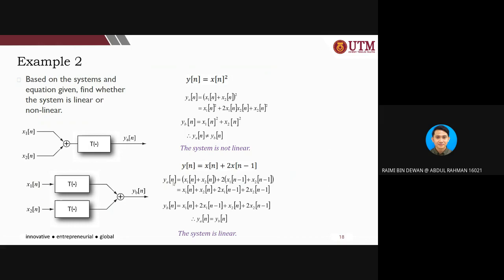Next, we are given this equation: y[n] equals x[n] plus 2x[n minus 1]. Then you test this with your series connection. Whatever x[n] is, you fill it with x1[n] plus x2[n], plus 2x[n minus 1]. Remember there is a time shift, n minus 1. Then you have these equations. Then you perform similar steps for y_b. Then you get this, and you notice that y_a and y_b have the same outputs. So it means that this system is linear.